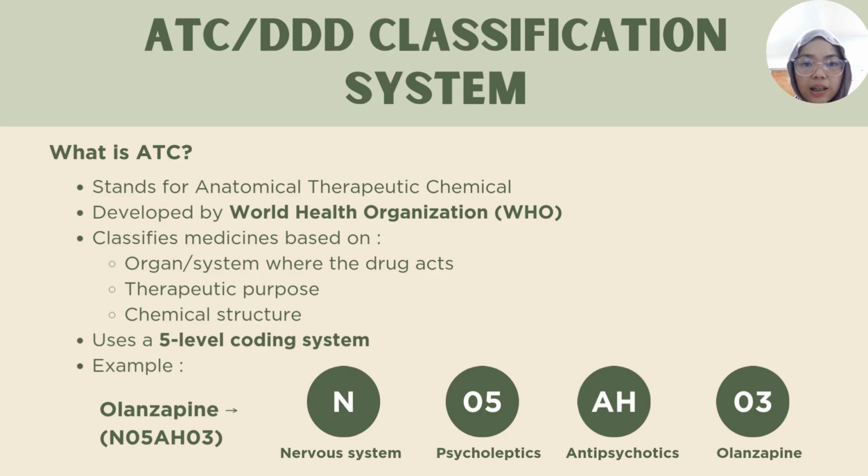For example, here they use a 5-level coding system. The ATC code for olanzapine is N05AH03. All of these parts have their own meaning. For example, N is the nervous system, 05 is psycholeptics, AH is antipsychotics, and 03 is the type of medication itself, which is olanzapine.